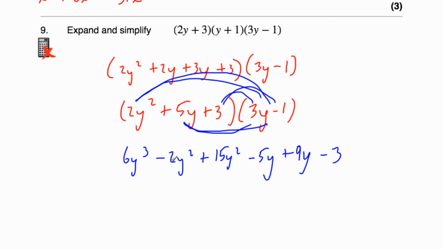Now let's just collect our like terms. So we've got 6y cubed, and then we've got minus 2y squared plus 15y squared. So minus 2 plus 15 is 13, so it's going to be plus 13y squared. Then we've got minus 5y plus 9y, well minus 5 plus 9 is 4, so it's going to be plus 4y, and then minus 3. So if we were asked to expand and simplify 2y plus 3, y plus 1, 3y minus 1, the answer would be 6y cubed plus 13y squared plus 4y minus 3, and that's it.